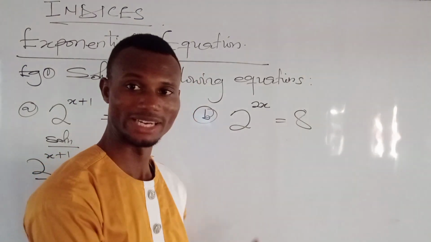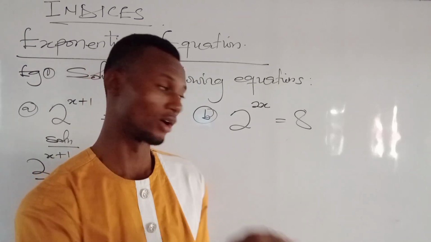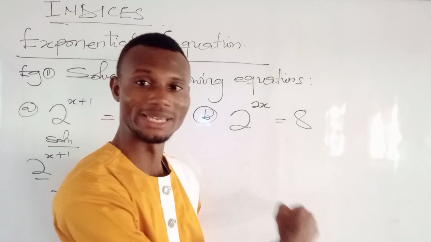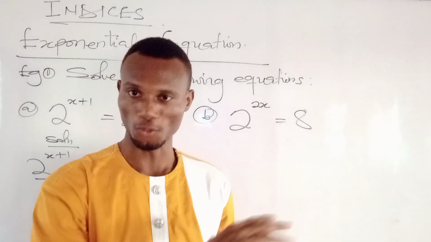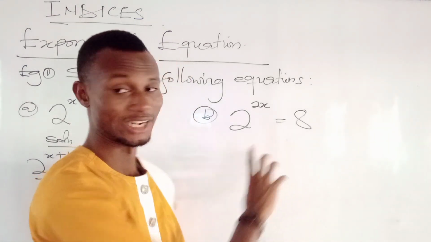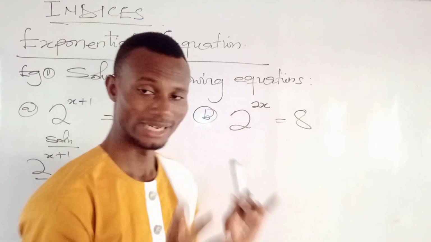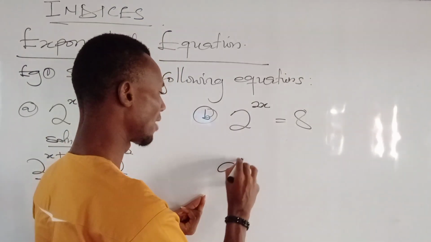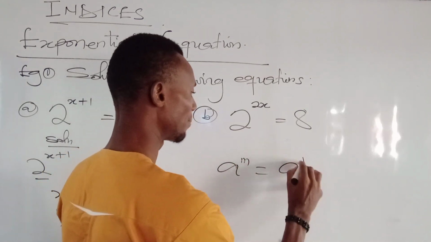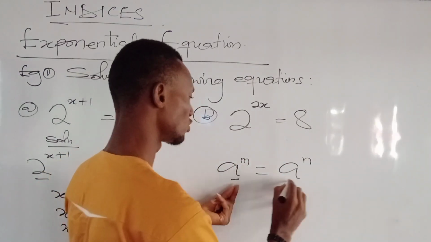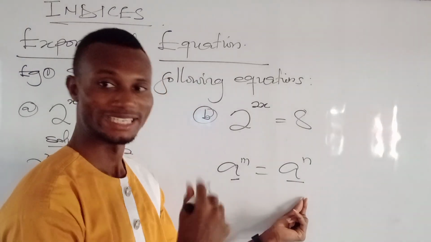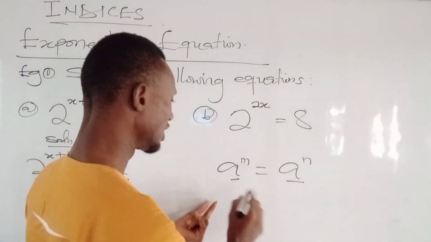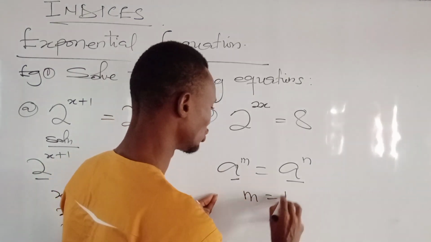Okay, because as we learn from the law, until the bases are the same, we cannot equate powers. So the bases have to be the same before we can equate the powers, when it's an equation of this nature. Let me remind you of the law. The law says that if I have a to the power m equals a to the power n, having this base be the same as this base, then it means the powers are also the same. We can equate the powers, which means m equals n.